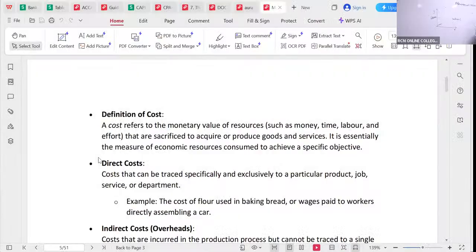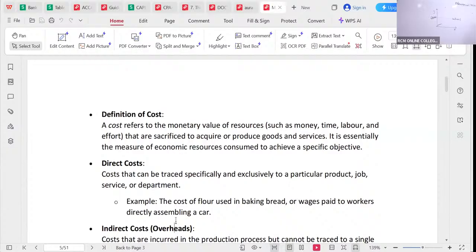I hope you're able to follow so far, right? Yeah. So costs that can be traced specifically and exclusively to a particular product, job, service or department are what we call direct costs. Like the cost of flour used in baking bread. The more loaves of bread we bake, the more the flour, isn't it? Or wages paid to workers directly assembling a car. The more cars they produce, the more wages. Those are direct expenses.